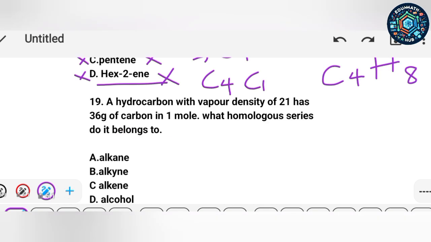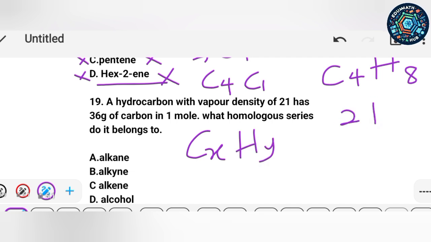The next one, a hydrocarbon with vapor density of 21 has 36 grams of carbon in 1 mole. What homologous series does it belong to? The first thing to do is to signify the hydrocarbon. Just write CxHy. So you are told that the vapor density is 21.